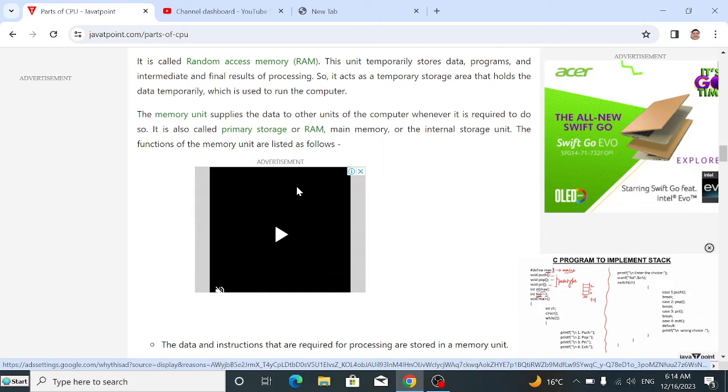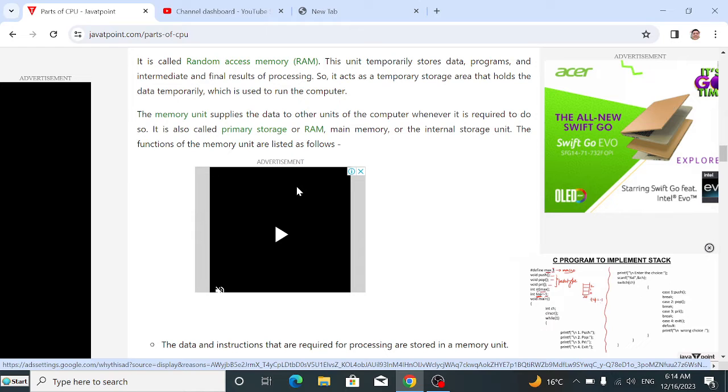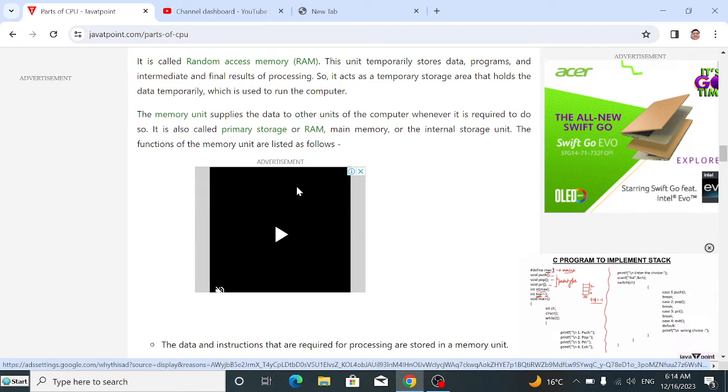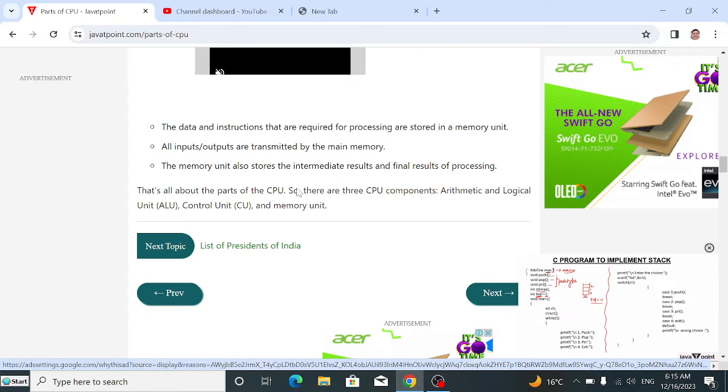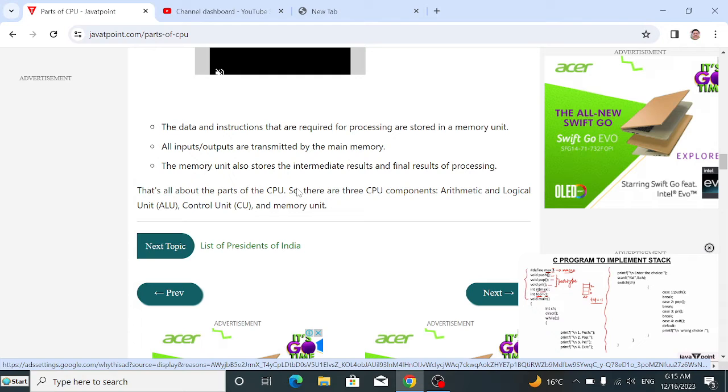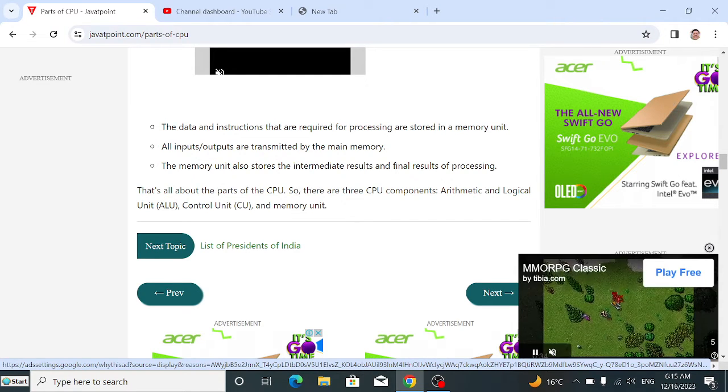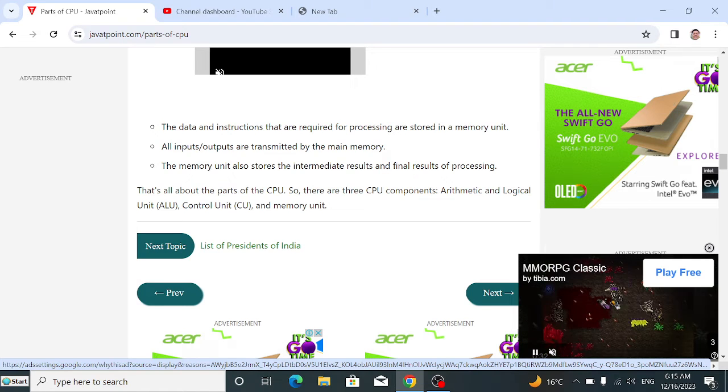It is called the primary memory or RAM, main memory or the internal storage unit. The functions of the memory unit are listed below. The data and instructions required for processing are stored in the memory unit. All inputs and outputs are transmitted by the main memory. The memory unit also stores the immediate results and the final results of processing.